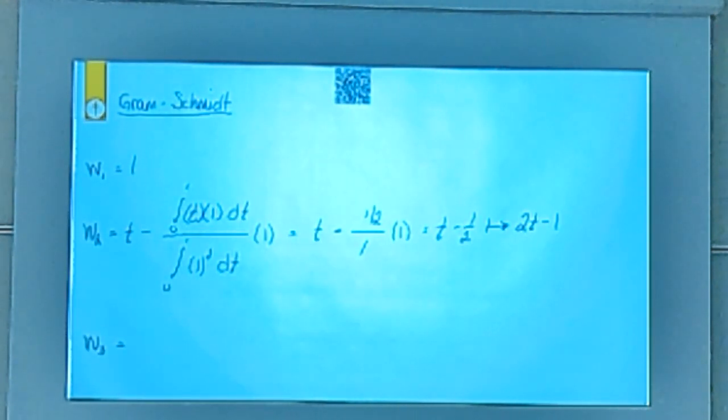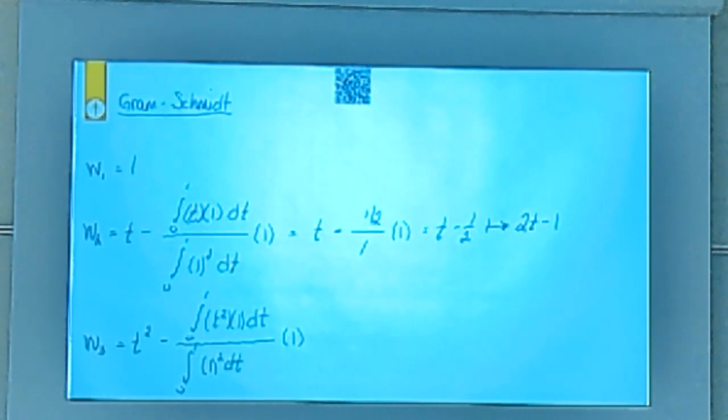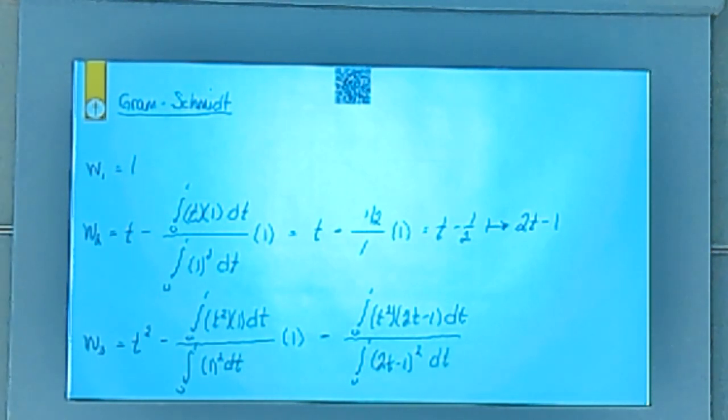Now W3 is V3 minus the inner product of V3 with V1 over the norm of V1 squared, I should say W1, but same thing, times W1, minus the inner product of V3 with W2 over the norm of W2 squared, all times W2.